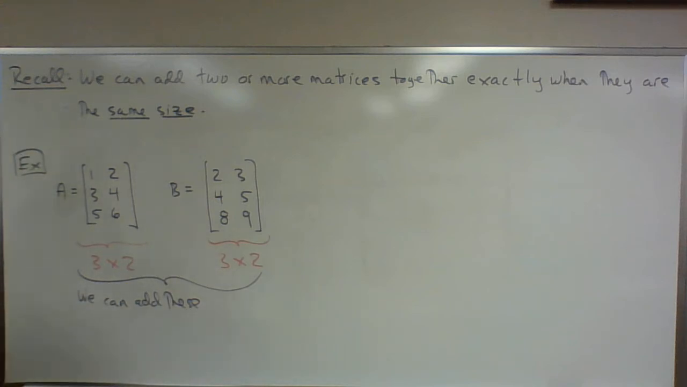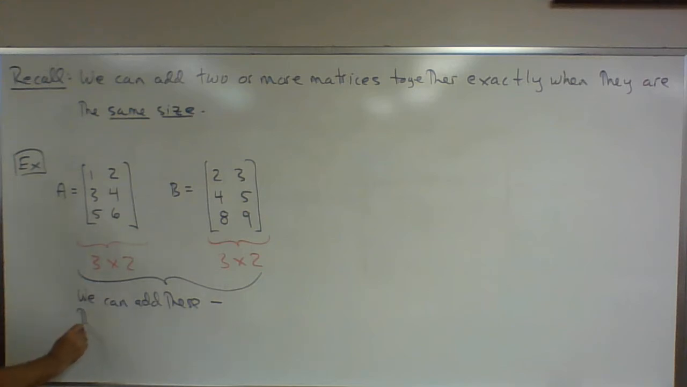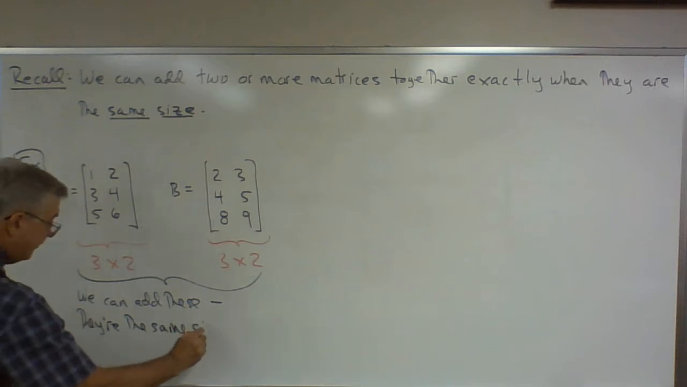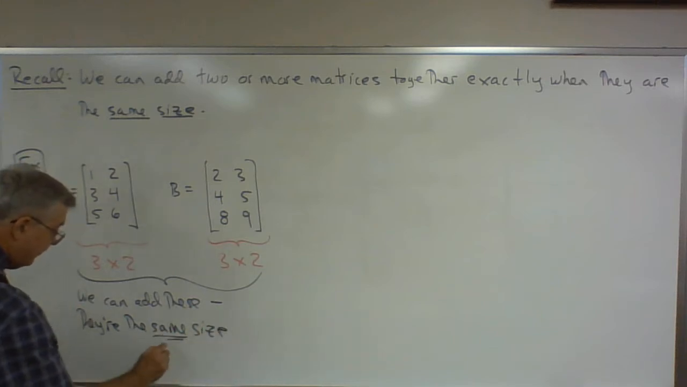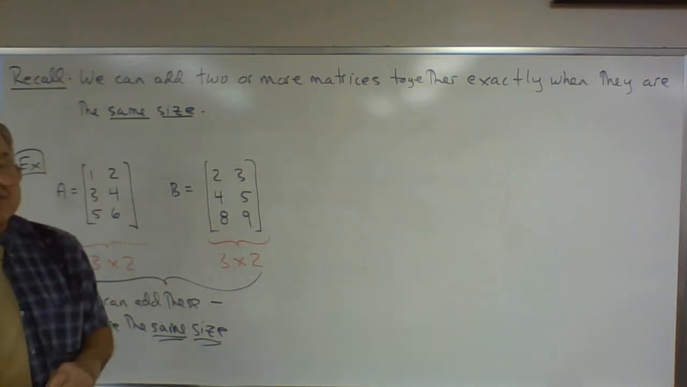We can add these matrices. Why? Because they're the same size. These two matrices are the same size, 3 by 2, 3 by 2.